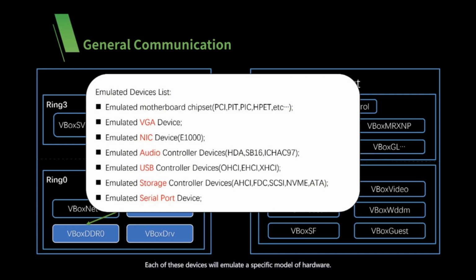Each of these devices will emulate a specific model of hardware. For example, the network card emulates the E1000. USB emulates the OHCI controller, and storage emulates the AHCI controller. So we can refer to the datasheet of the real device to understand the principle of its implementation. This is a good way to learn about emulated devices.